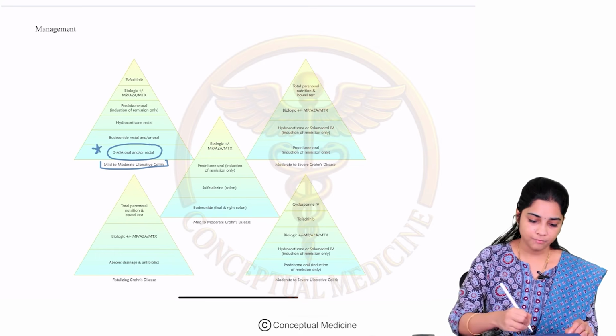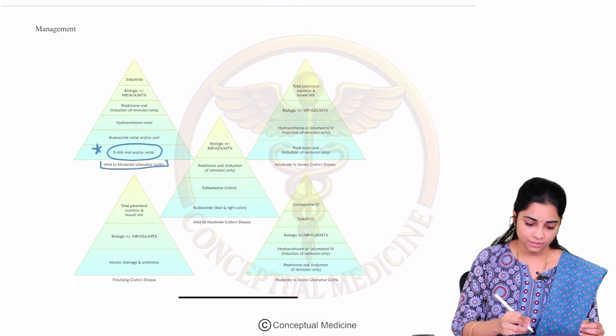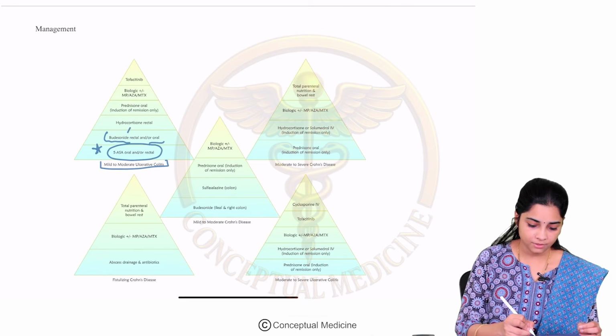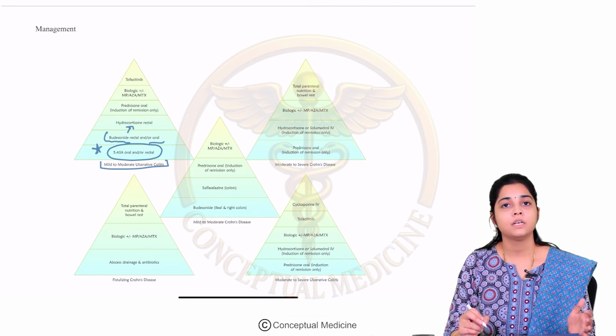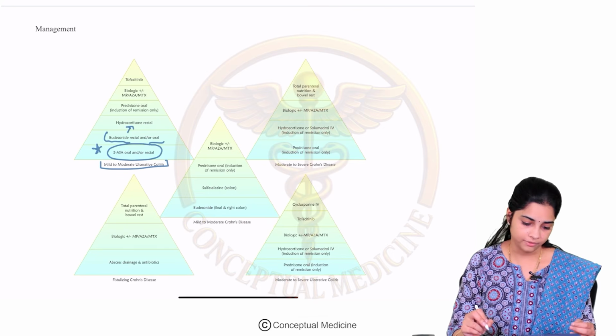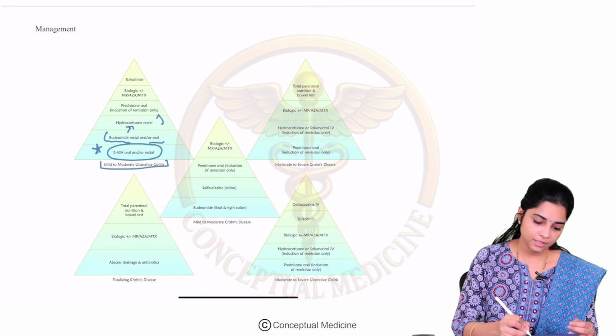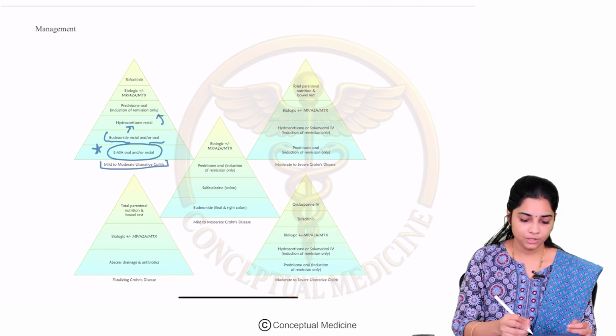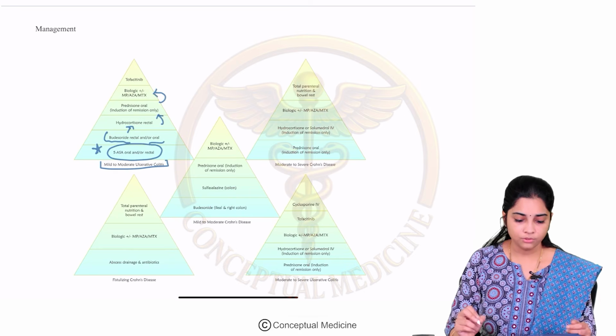If there is no improvement, as you can see, this is a pyramid, then you go on to budesonide rectal or oral and your hydrocortisone rectal, which are nothing but steroid enemas. So steroid is an anti-inflammatory agent, it will bring down the inflammation. If there is no improvement with local therapy, then you give prednisolone oral therapy. No improvement with that, then you go to biologics.